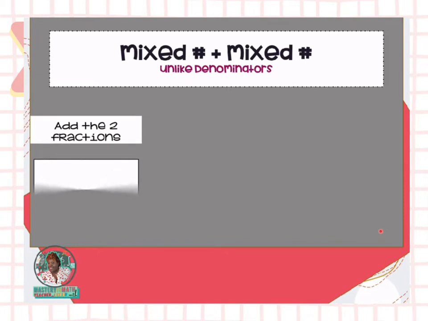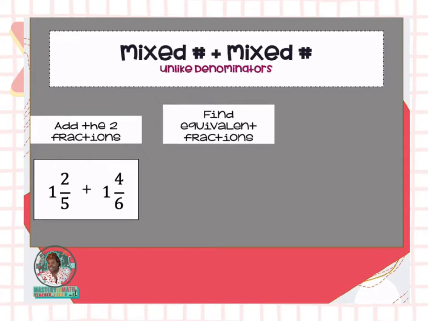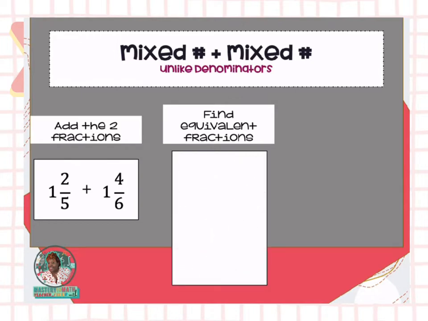So we have two mixed numbers, which are 1 and 2/5 plus 1 and 4/6. And remember, we said the first thing you need to pay attention to is your denominator. Make sure that they're either different or they're the same. They're different. You have to find the LCD, you have to find equivalent fractions, and then go from there. We're going to find equivalent fractions. Keep in mind that fractions are what we do first, and the mixed number is what we do after.